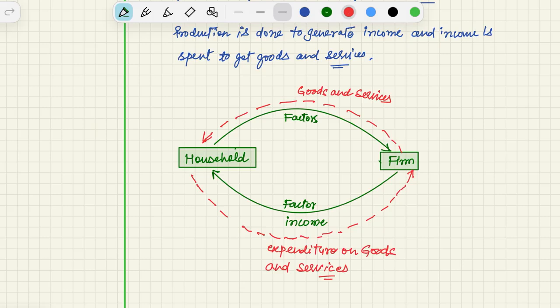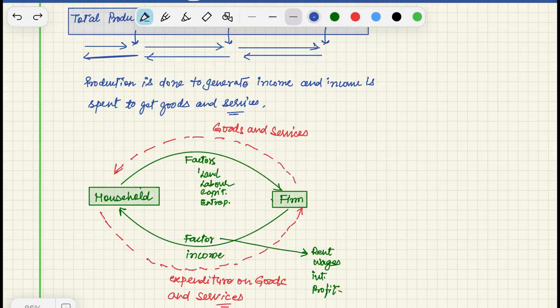So what are these factors? Factors are generally land, labor, capital, and entrepreneurship. And what is factor income? Factor income is generally rent, wages, interest, and profit. So we have seen here there is a circular flow between household and firm.